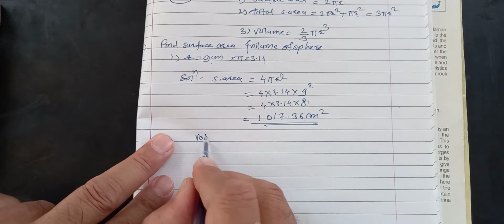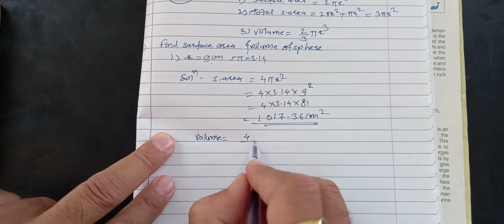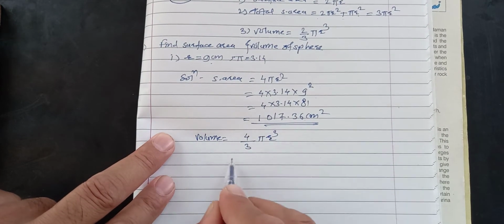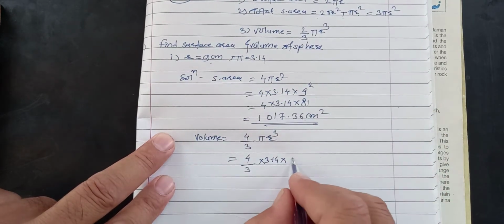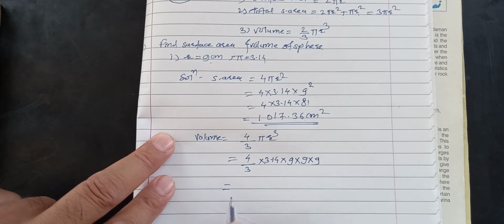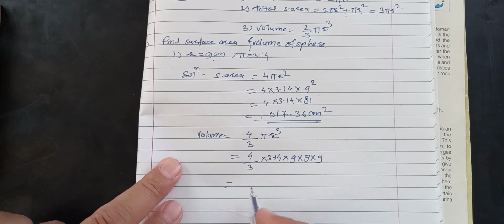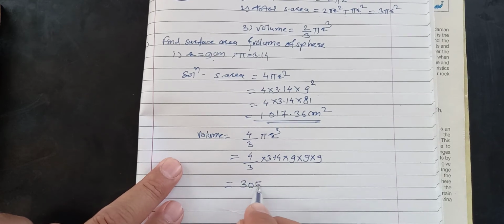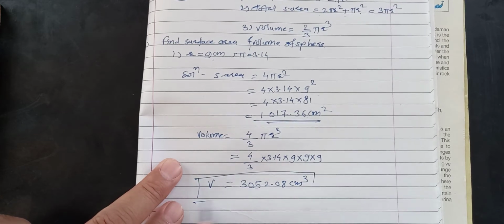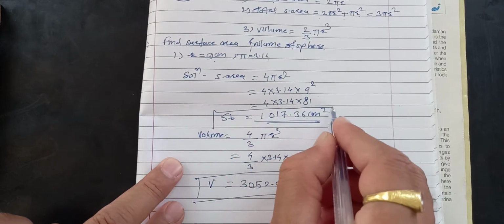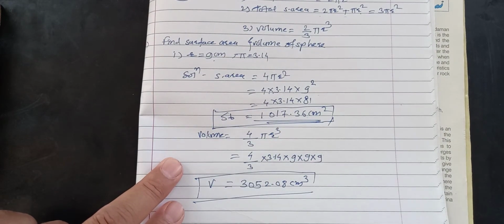Next, you have to find the volume. The volume formula is 4 upon 3 pi r cube. So 4 upon 3, pi is 3.14, radius is 9 cube, meaning 9 into 9 into 9. If you take the product and division, the answer will be 3052.08. This is the volume, so it is centimeter cube, and this is the total surface area of the sphere. Like this, more examples are given, and you have to find the remaining part. Now we will see another example, on the hemisphere.